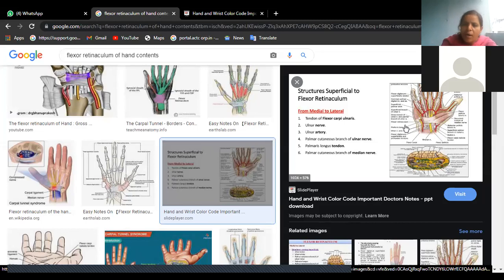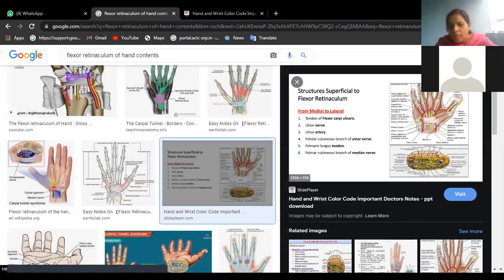Are you finding the picture on the screen? Flexor retinaculum. Ma'am. See here, the flexor retinaculum towards the thumb. You have to remember ST, not pH, beta. ST means scaphoid and trapezium are the two bones which give attachment to the lateral aspect of the flexor retinaculum.